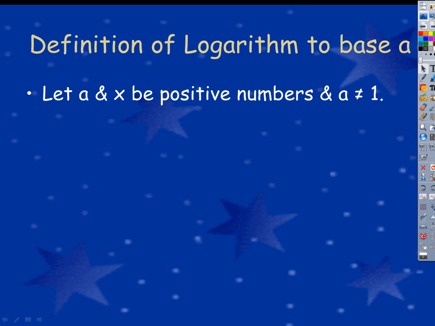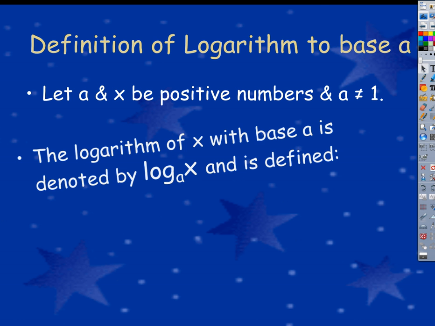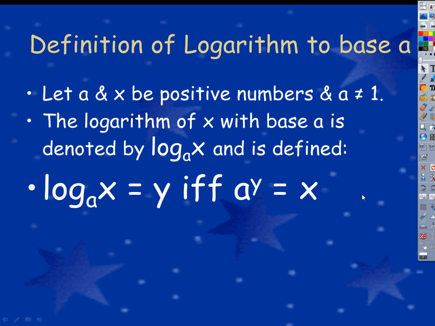If a and x are positive numbers and a is not equal to 1, then we say that the base a logarithm of x is defined like this. If the base a logarithm of x is equal to y, this means if and only if. It's like a two-way arrow. That is exactly equivalent to saying a to the y equals x. Here's how I remember this. I always think of the statement, a logarithm is an exponent, or a log is an exponent, right?